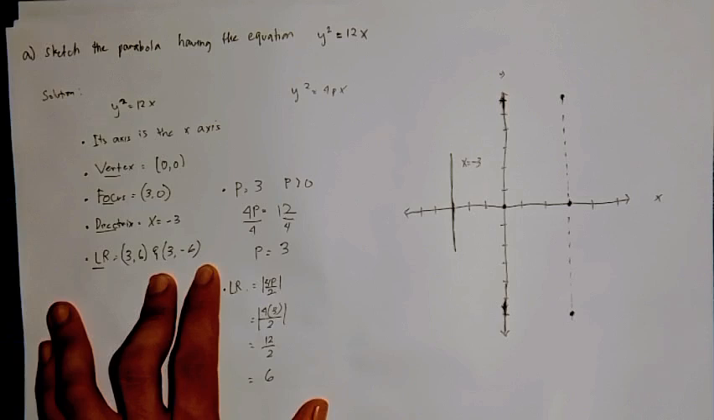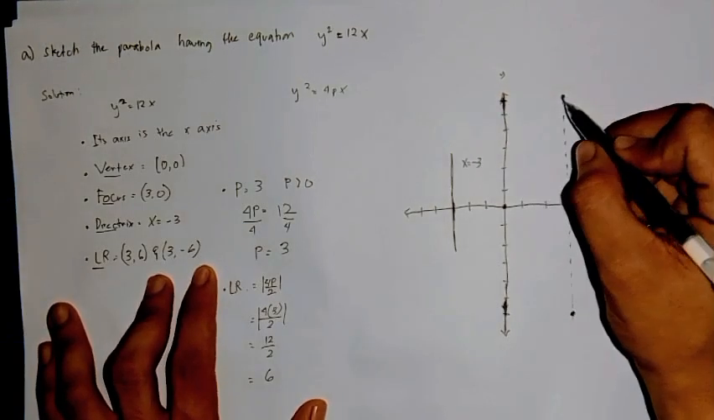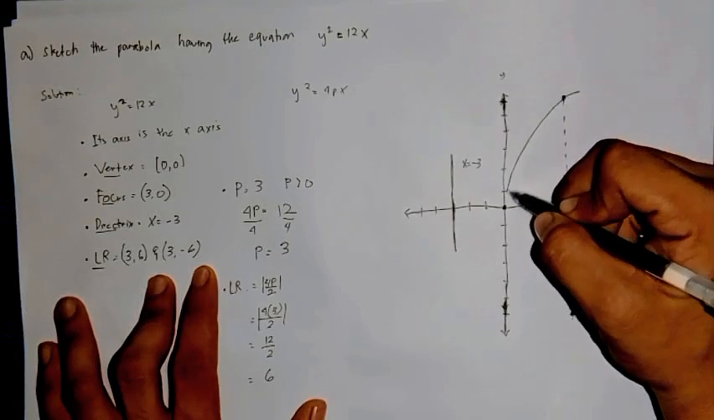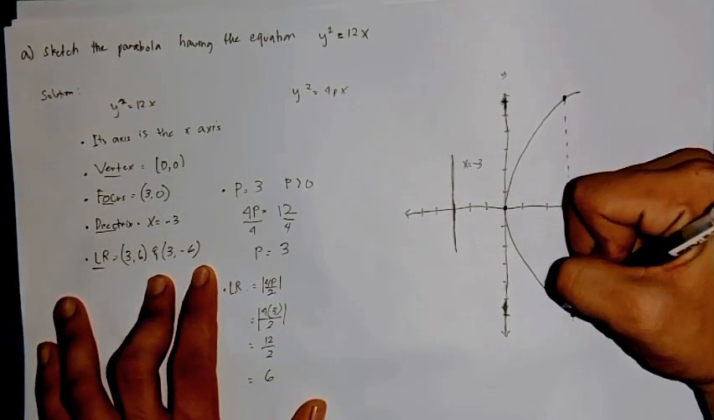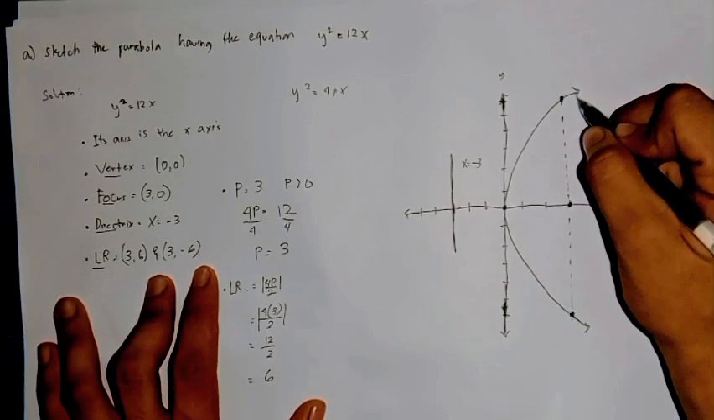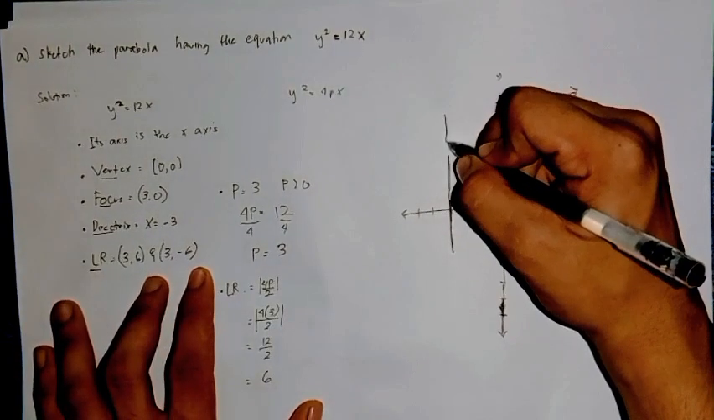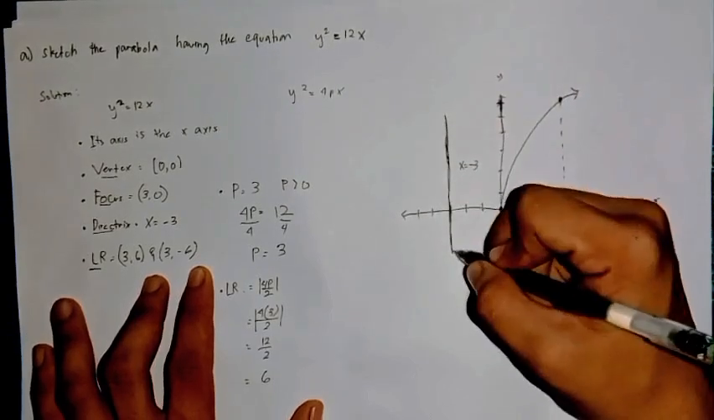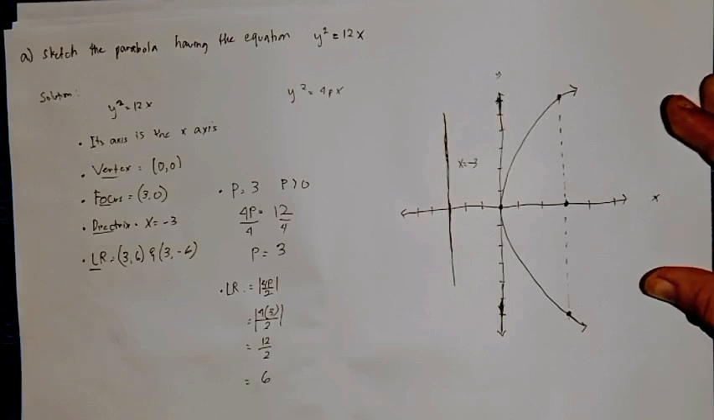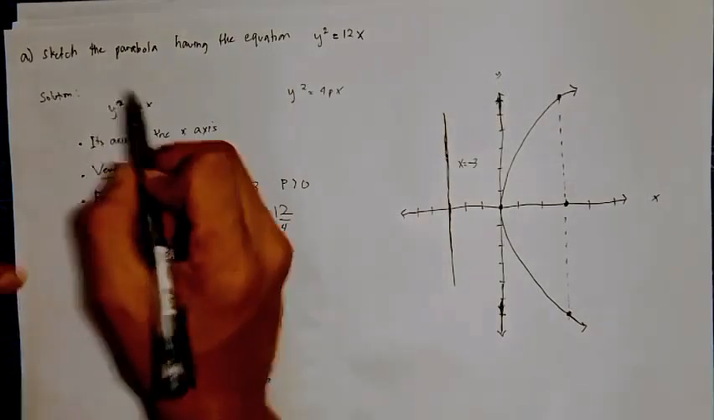Now let's connect these points. We have a parabola that looks like this. This is the directrix. This is the curve. This is the graph of this equation.